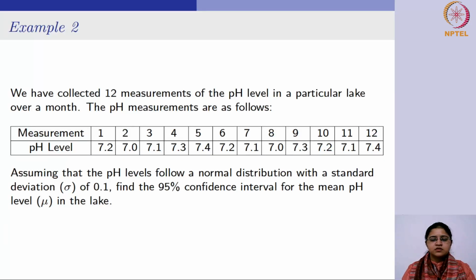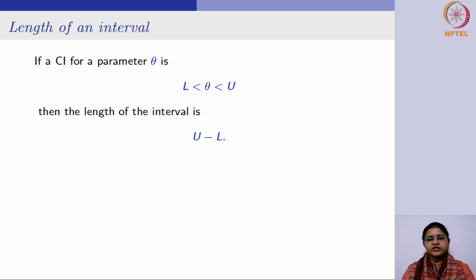So we have seen how to find the confidence interval when your sigma square, or the variance, is known to us. So the formula for that we know. Now, if you consider any interval for a parameter theta, then if it is a two-sided interval, the length of the interval would just be U minus L, the upper bound minus the lower bound.